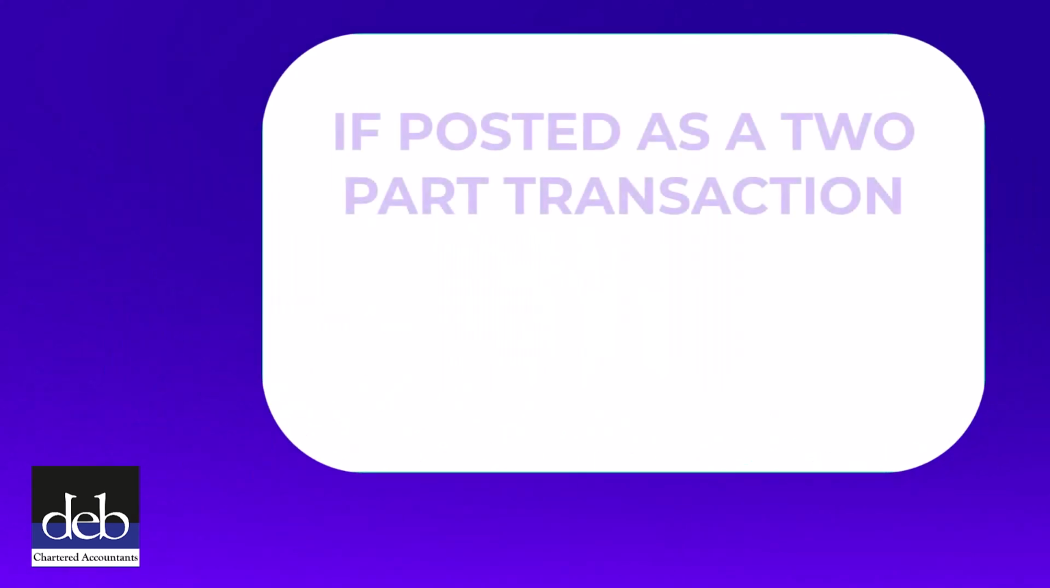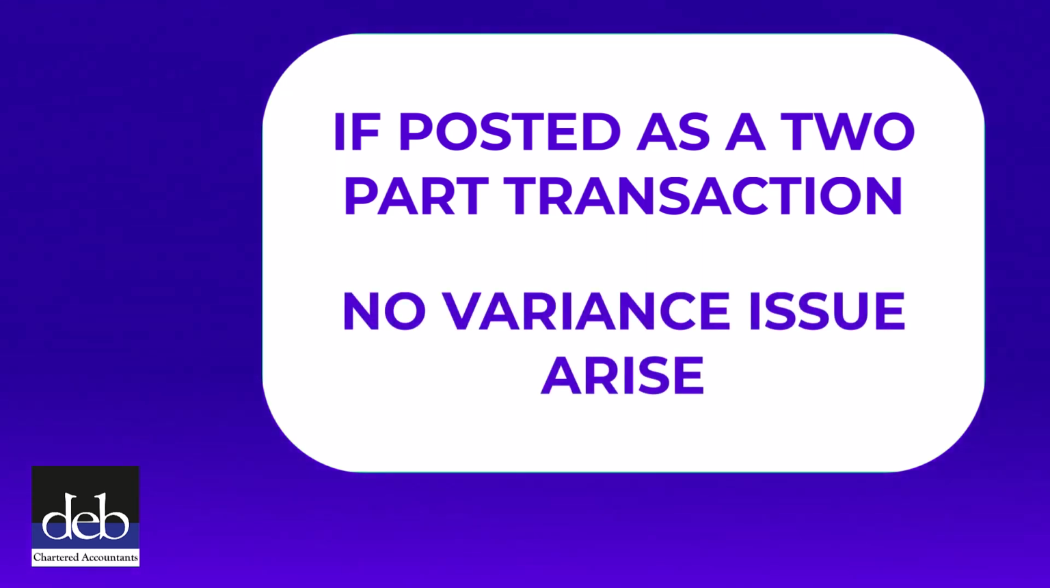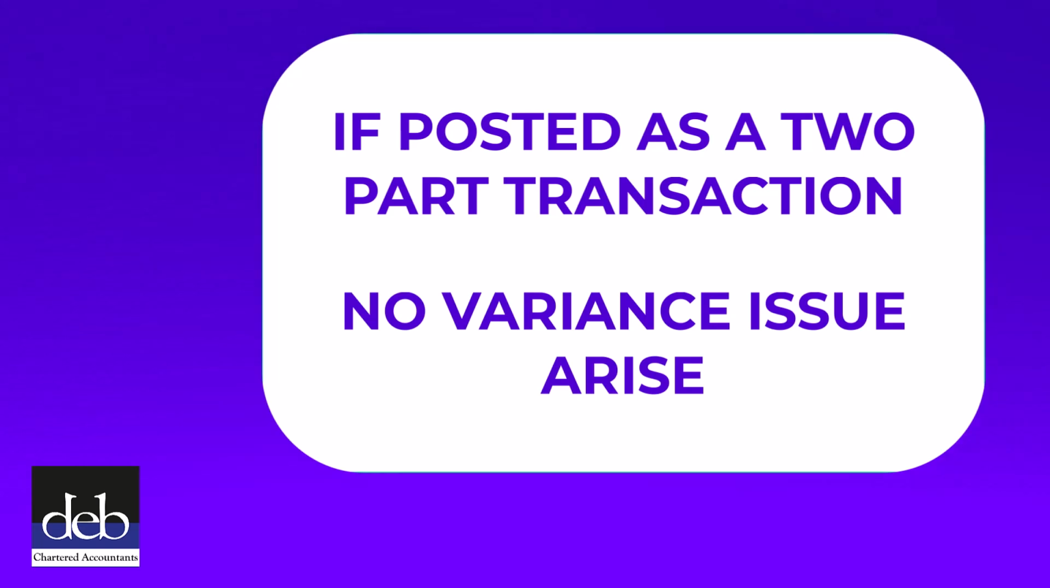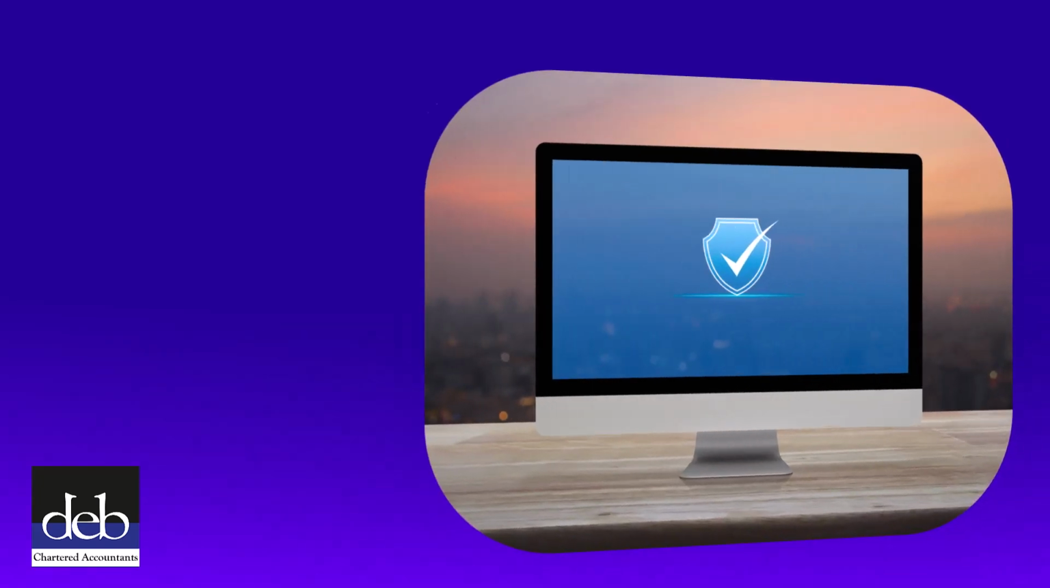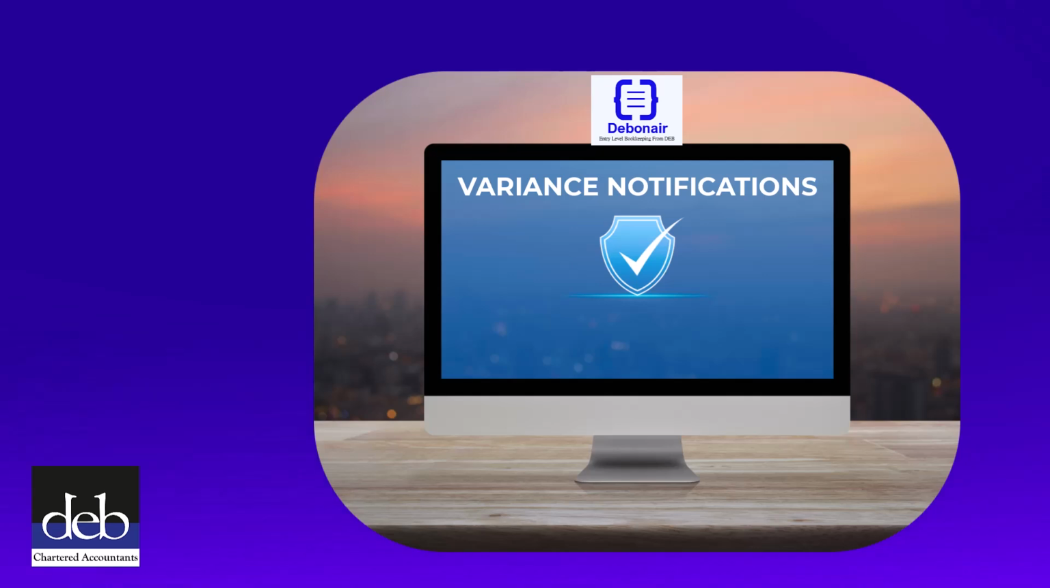If you post a transaction in this way, it would not fall foul of the variance calculations on your VAT return and would not be included in the variance report as it has now been recorded correctly. The variance facility in Debonair is there to flag up to you whenever you have entered a VAT amount that is inconsistent with the rate of VAT applied.